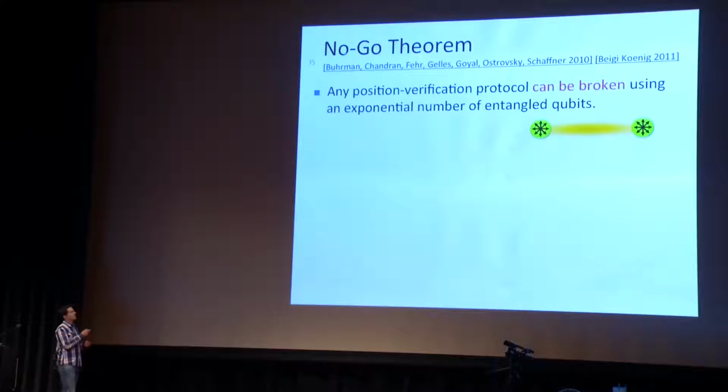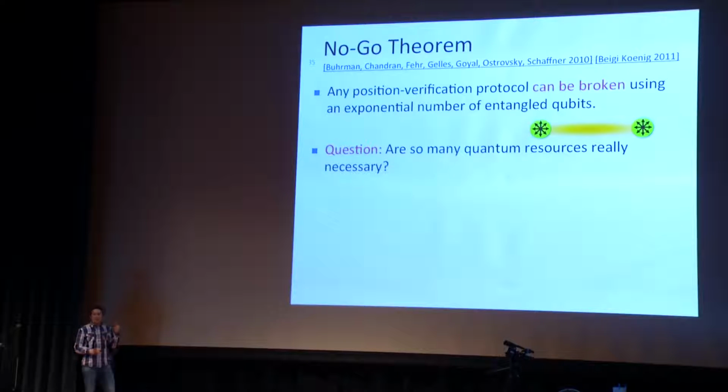So what we have showed is a so-called no-go theorem that we've done back in 2010, that any position verification protocol, even if it's a quantum protocol, it can be broken using a huge number of entangled qubits. So if you have enough resources, an exponential amount of resources, then you can break any of these position verification protocols. However, as always in science, if you answer a question and you prove a theorem, it immediately leads to new questions.